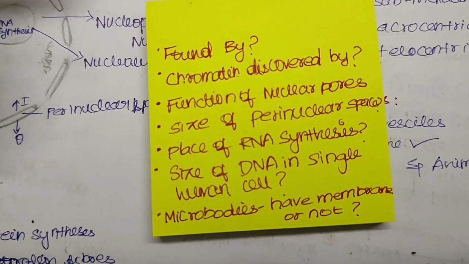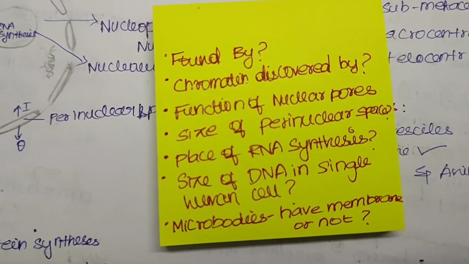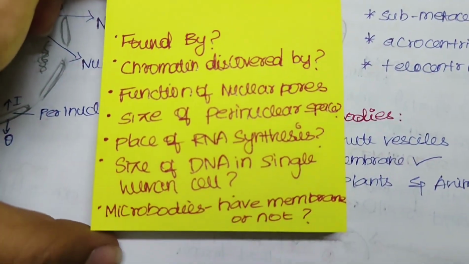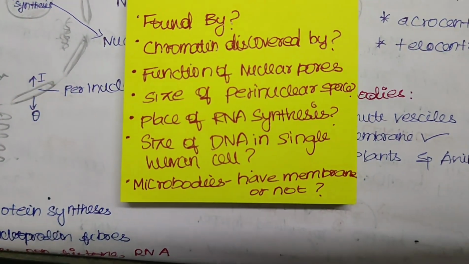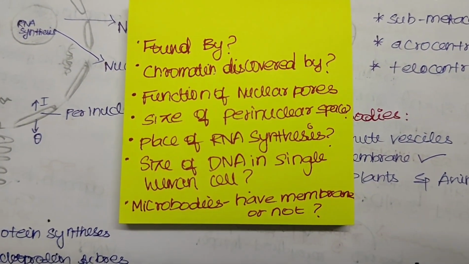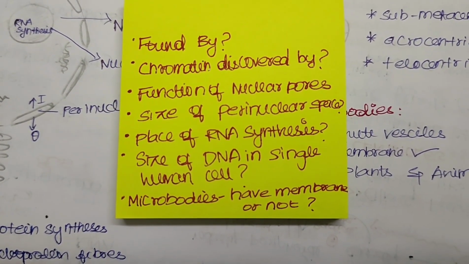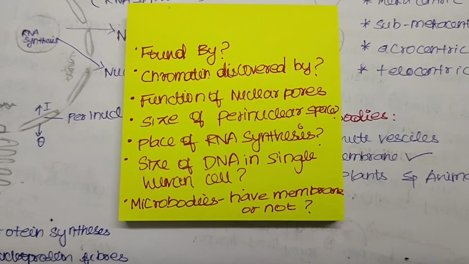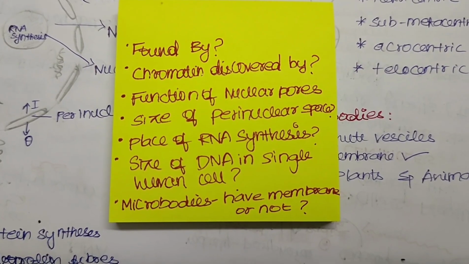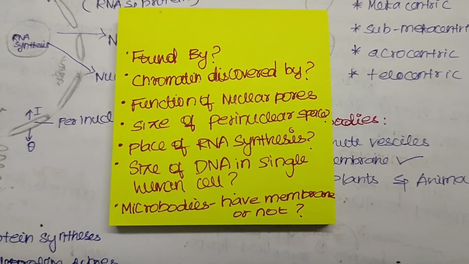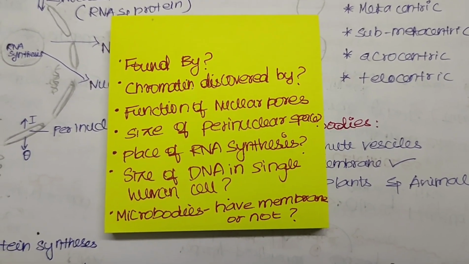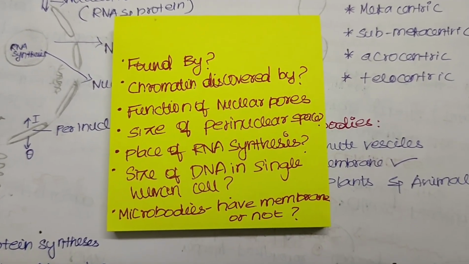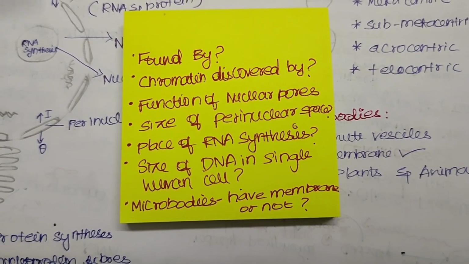By whom was the nucleus discovered? By whom was chromatin discovered? What is the function of nucleopores? What is the size of the perinuclear space? What is the place of RNA synthesis in the nucleus? What is the length of DNA in a single human cell? Do microbodies have a membrane or not? So with this, we are completing this chapter successfully.